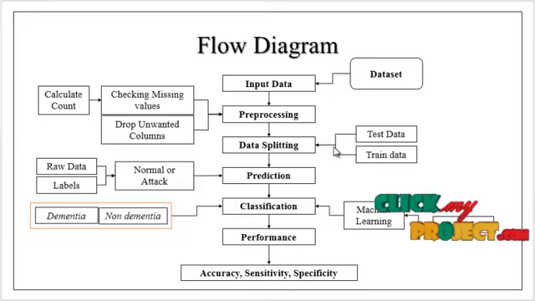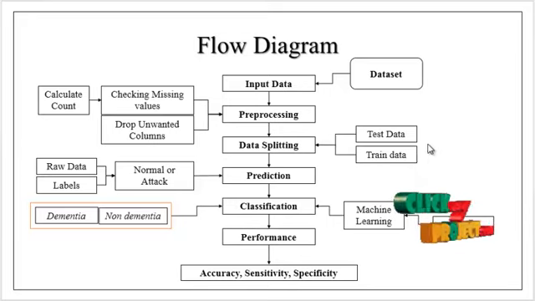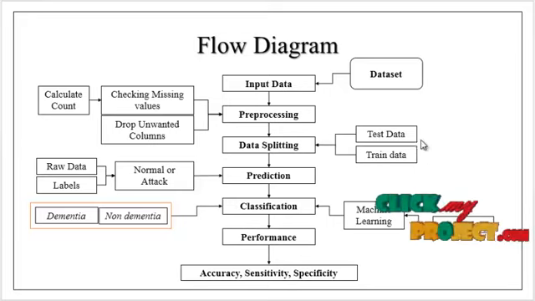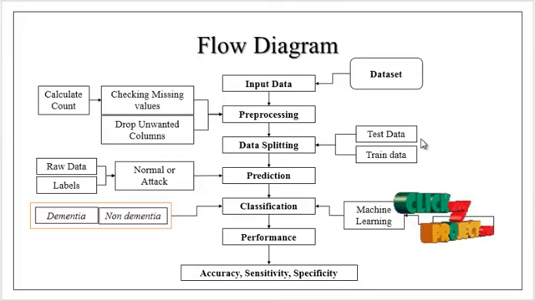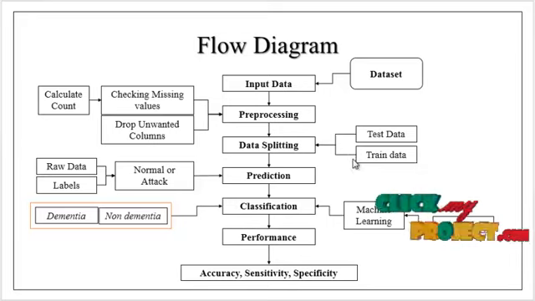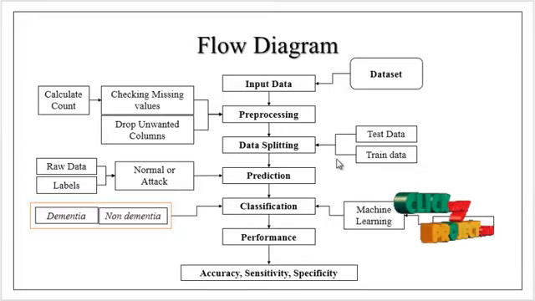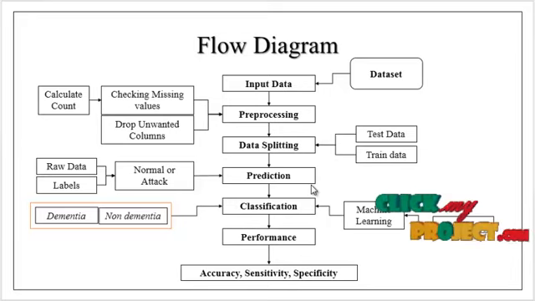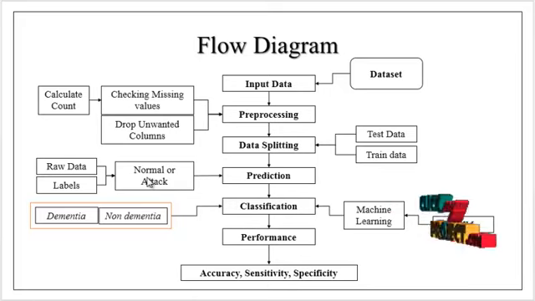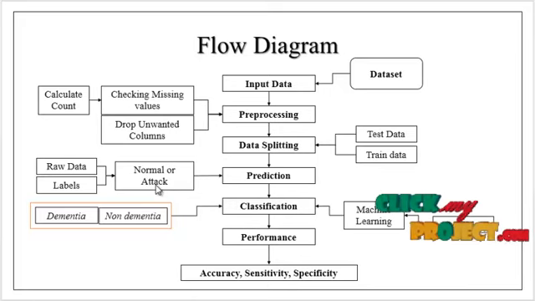In this data splitting, we have two kinds of data. One is test data, and the other is train data. The test data is split as 30%. The train data is split as 70%. After splitting the data into train and test, we move to the prediction stage. In this prediction stage, we have two kinds of prediction. One option is normal and the other option is abnormal.